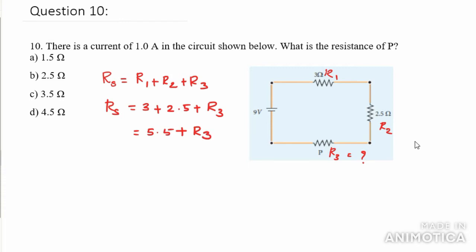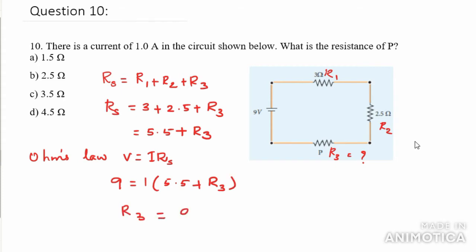Now you all know, as per Ohm's law, V is equal to IR. Here the equivalent resistance is used. So V is 9, the current is 1 amp, into 5.5 plus R3. So R3 is equal to 9 minus 5.5, that is equal to 3.5 ohms. So the resistance of P is 3.5 ohms. The correct option is C.